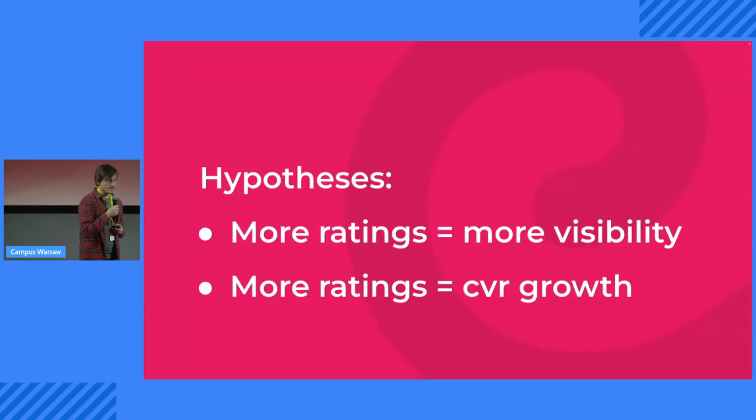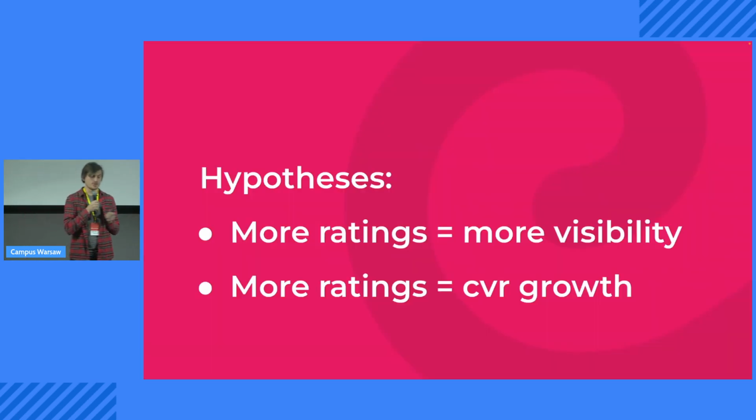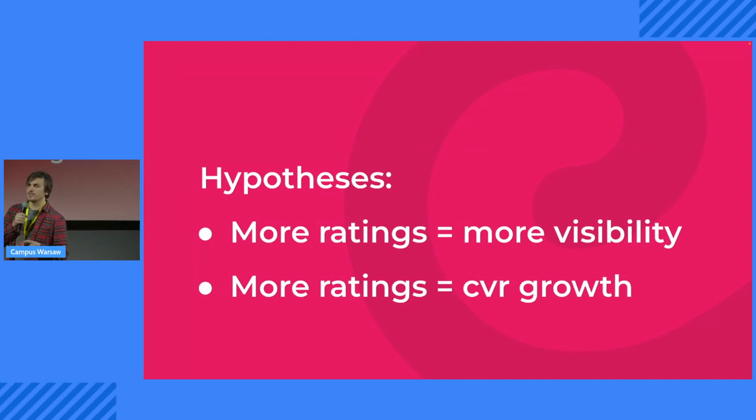Our hypothesis was actually not only that. These were not the only reasons why we implemented the Google Play in-app prompt. We had two hypotheses. If we would have more ratings, it means our Android application would have more visibility. Another hypothesis is that if we have more ratings, our conversion rate will grow. 80% of users check ratings before downloading the application. So we were thinking, okay, if 80% of users are checking the ratings and reviews before downloading the application, and we will have more of those ratings and reviews, our conversion will improve.